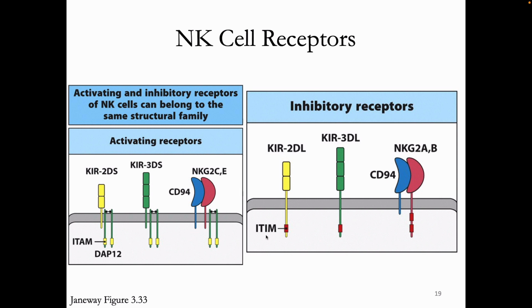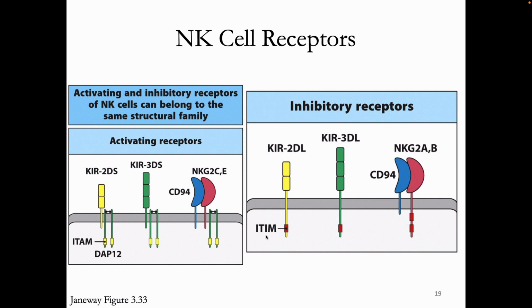We can also divide the NK receptors into classes of activating receptors or inhibitory receptors. As you might guess, if you engage an activating receptor, you turn on the NK cell. And if you engage an inhibitory receptor, you turn off the NK cell. You should notice that there are members of the different structural families in each class. So it's not like you can say KIRs are all inhibitory and NKG2s are all activating. There's a mix of each kind of structure in each of these two classes.